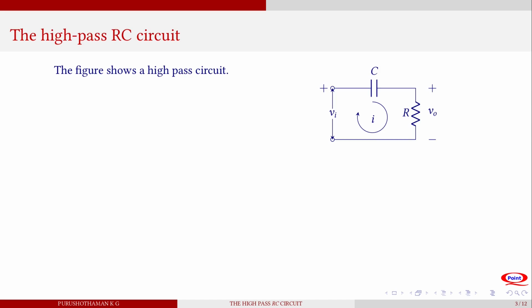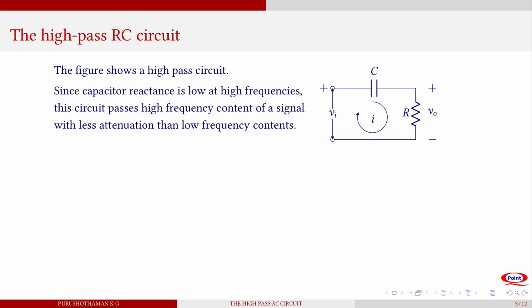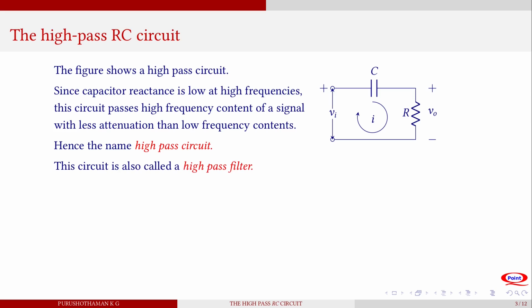Let us now look at the RC circuit, which is known as the high-pass RC circuit. We know the capacitive reactance is low at high frequencies. So, in such a circuit, if the input contains many frequency components, the high frequency components will pass through the capacitance with low attenuation compared to the low frequency components. That is the reason why this is called a high pass circuit. High frequency components are passed easily through the capacitor compared to low frequency components. Another name for the circuit is a high pass filter.